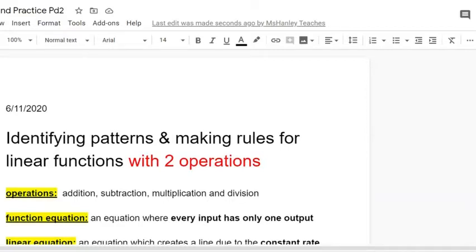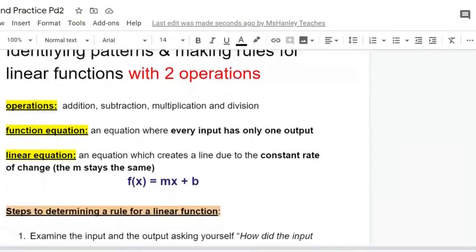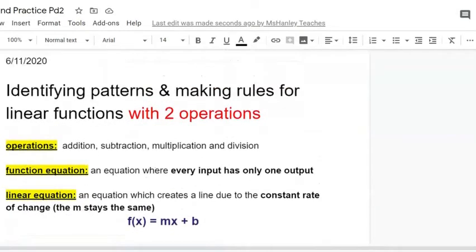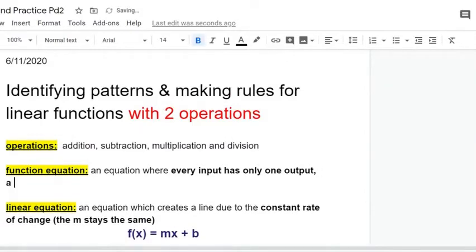Nothing is changing, so we have the same vocab: operations, addition, subtraction, multiplication, division. We're only using addition and subtraction for the b, multiplication for the m. We're looking for a function equation, which means every input has only one output, which means that there's going to be a rule for the entire table.